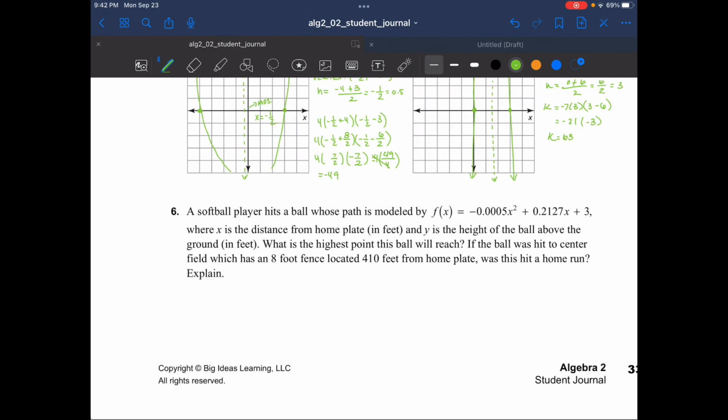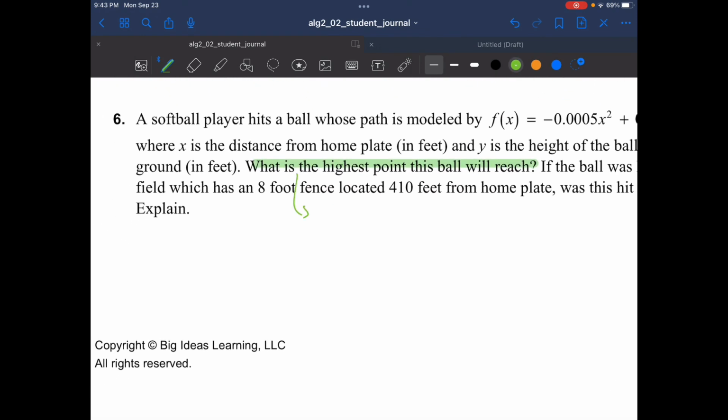All right, let's talk about this one. So we have 2 questions here. Let's answer the first question. So here is the first question in green. What is the highest point it will reach? Let's read this out. A softball player hits a ball whose path is modeled by this crazy thing, where x is the distance from home plate in feet and y is the height above the ground in feet. What is the highest point the ball will reach? That is asking for the vertex. And I'm going to have you find that on your own. It is in the Desmos link that I provided.